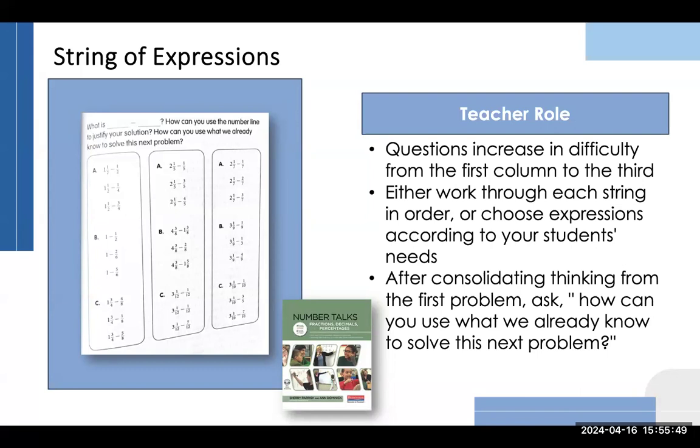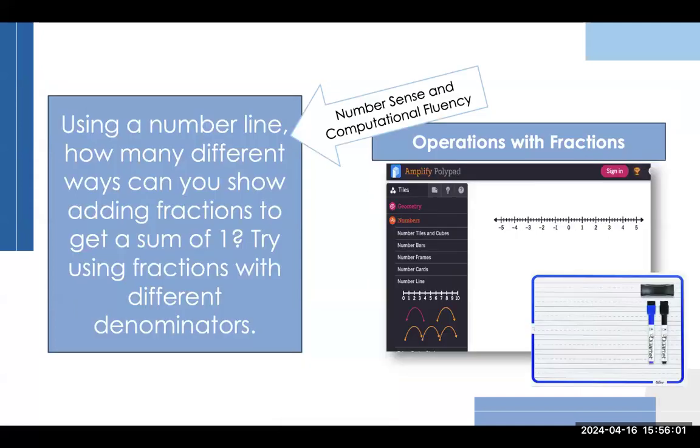It's given at the top of the slide there to encourage us to practice some of the things that we have talked about in the previous solution. I also wanted to make mention that sometimes we practice more than one skill at a time when we're engaging in tasks. So we might ask students to use a number line to show how many different ways you can show adding fractions to get the sum of one.